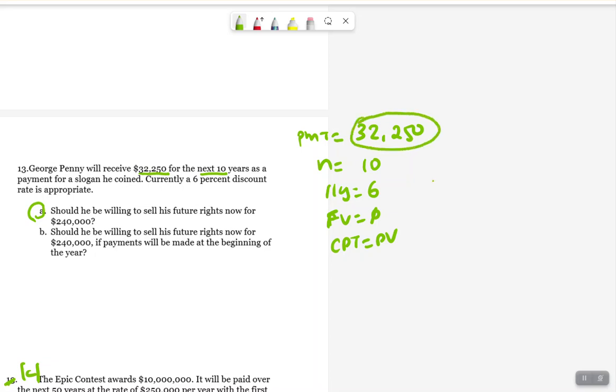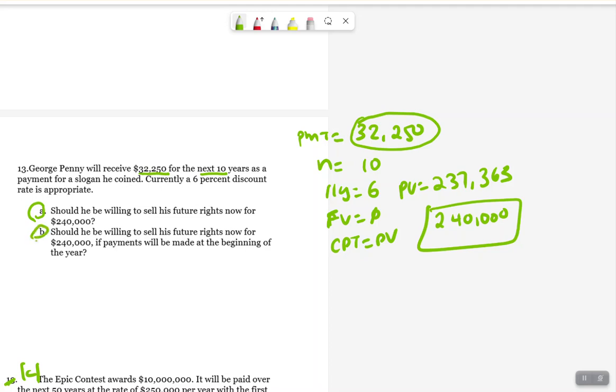So in this case, when you calculate the present value, you will get 237,363, and that's the present value of those payments. If somebody's offering you 240,000, you're going to take the 240,000, because that's more money than you'll receive later on.